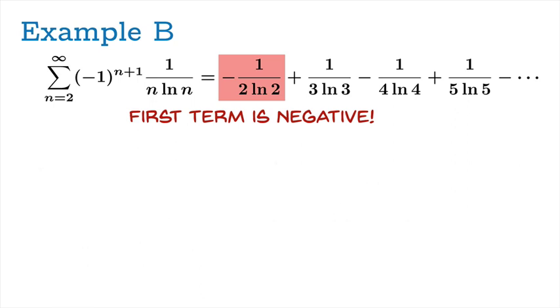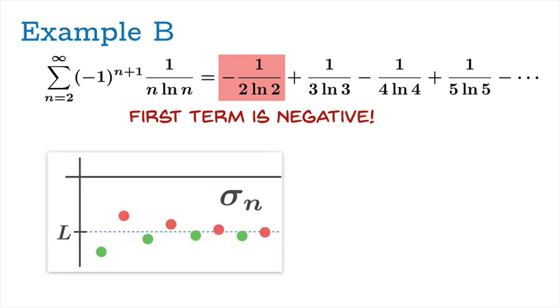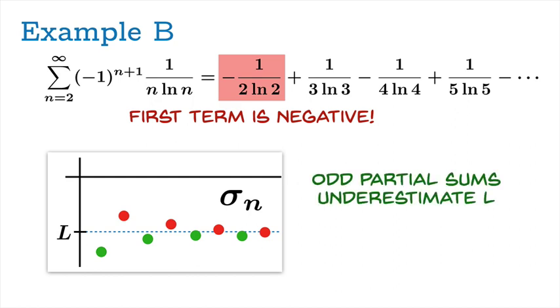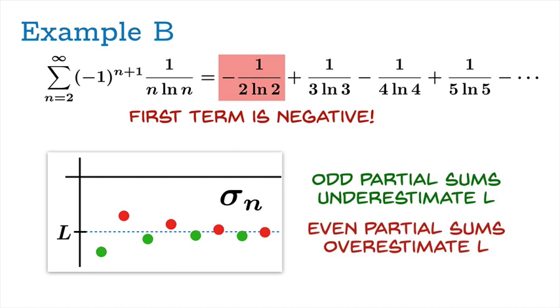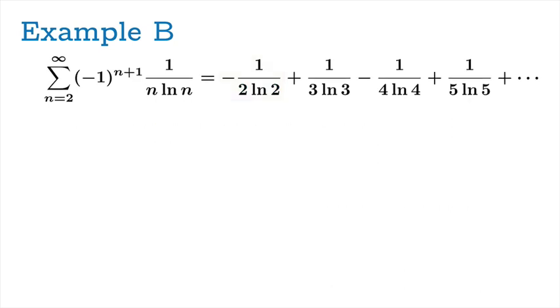And then as far as the conclusions go, we might have to adjust them slightly. So basically your picture is flipped because your first term is negative, it lies below the x-axis. And so your odd partial sums will now underestimate L and your even partial sums will overestimate L, but everything else about the theorem is still the same. So you always know that your error bound works in terms of the absolute value of the next term and so on. So let's go through our checklist.